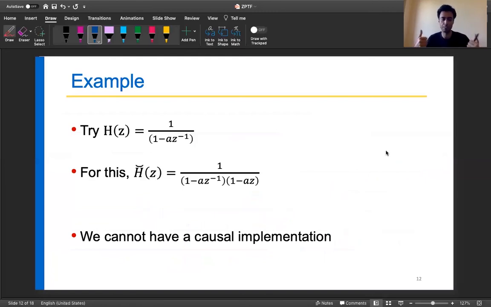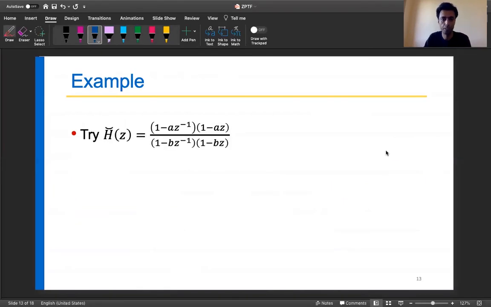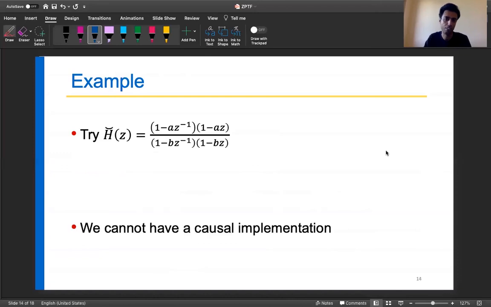So to have a stable filter, I have to give away the causality property. Similarly, I can try with this example also. You will get similar results, that you cannot have a causal implementation for this stable filter. If it is a stable filter, we cannot have a causal implementation.